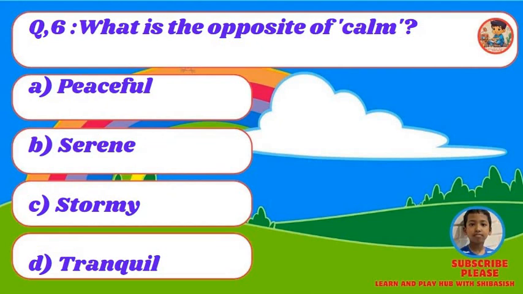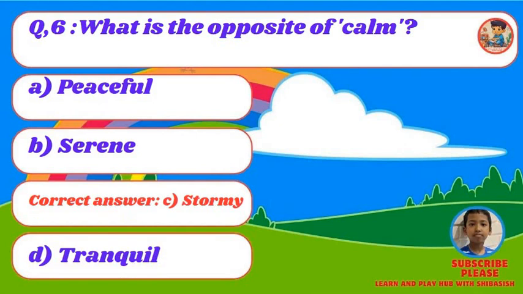Question 6. What is the opposite of calm? Option A, peaceful. Option B, tyranny. Option C, stormy. Option D, tranquil. The correct answer is option C, stormy.